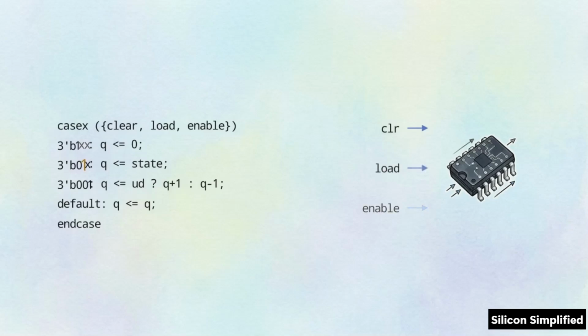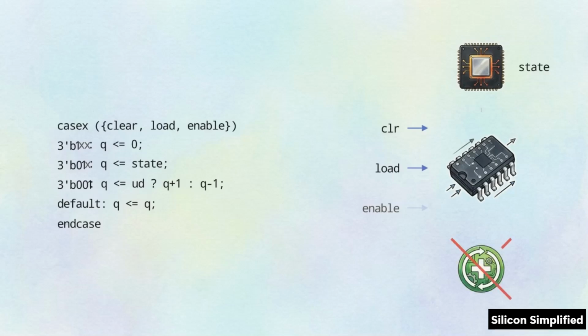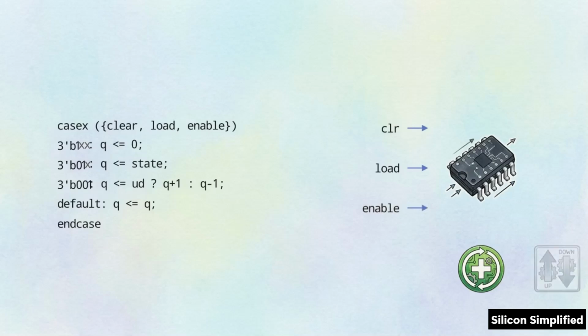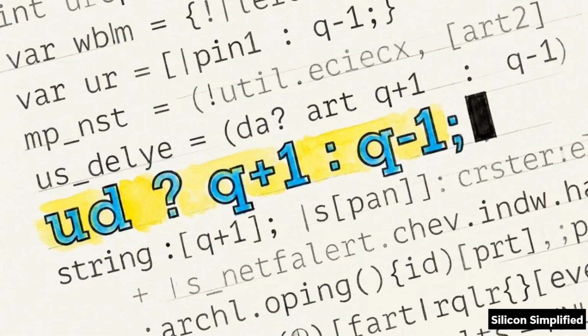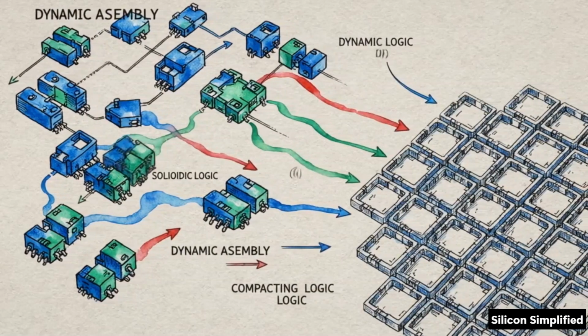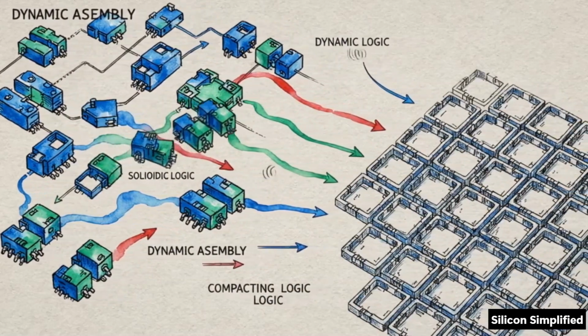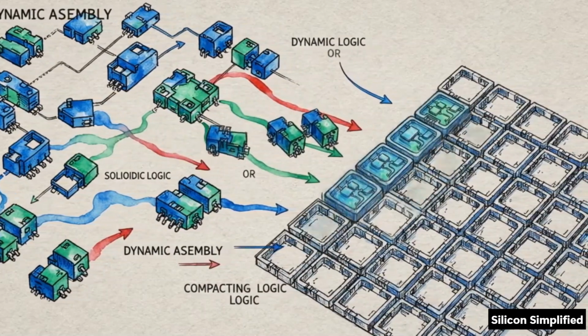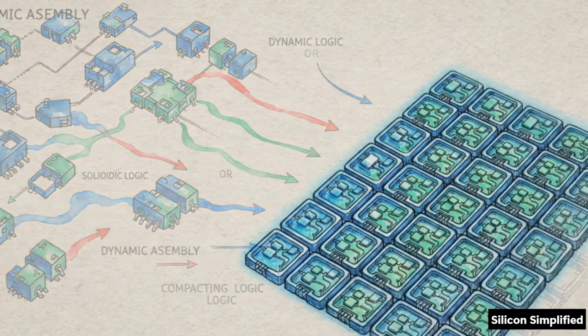The secondary priority is load, represented by a 1 in the second bit. The counting logic is bypassed, and the external data state is loaded. The final operational state is enable. The first 2 bits are 0, and the enable bit is 1, permitting the count. Notice the ternary operator here. It checks the up-down variable and dictates the counting direction without requiring another bulky if-else branch. The casex approach prevents the compiler from generating deep, inefficient logic trees. The result is a faster, optimized hardware implementation for complex hierarchies.